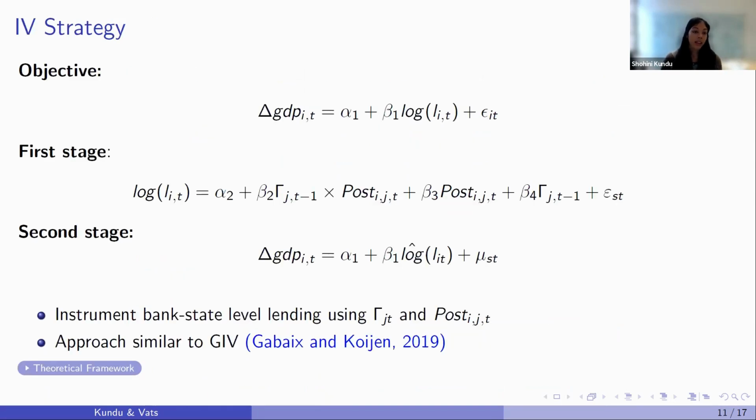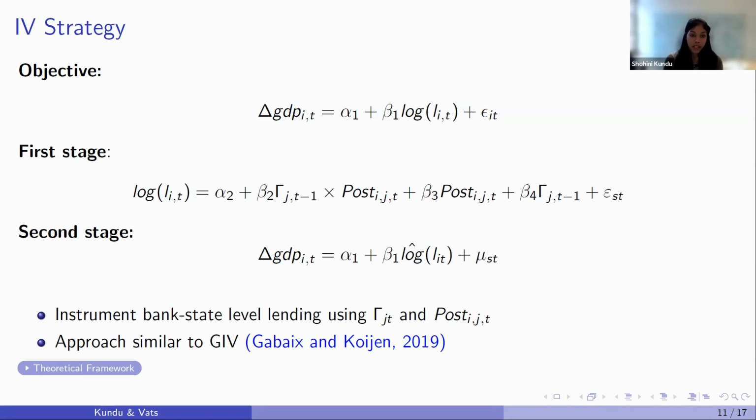Using this setup, we then use the granular instrumental variable methodology of Gabaix and Koijen to analyze the relation between lending supply and growth. The objective of this regression is to study the relation between bank lending in a given state and economic growth in that state. In the first stage, we instrument for the amount of lending in a state using shocks to other states, as well as the timing of banking integration. Essentially, the first stage is the same as our baseline specification, but we use lending on the left-hand side. Then in the second stage, we regress state level GDP growth on the estimated value of lending from the first stage.